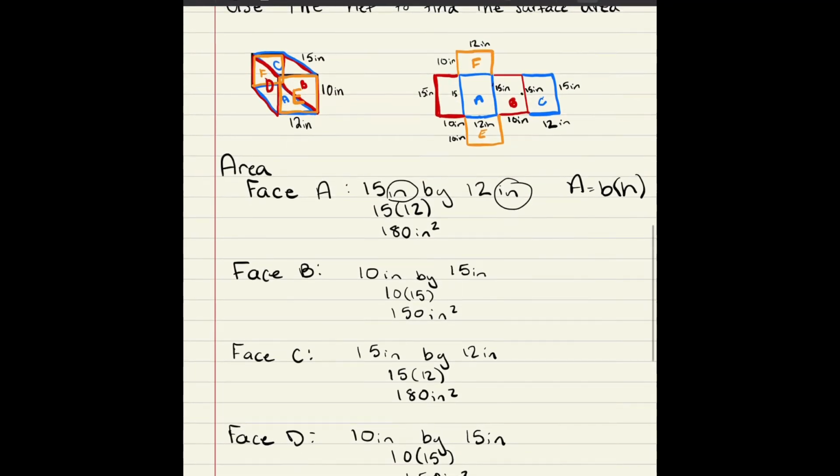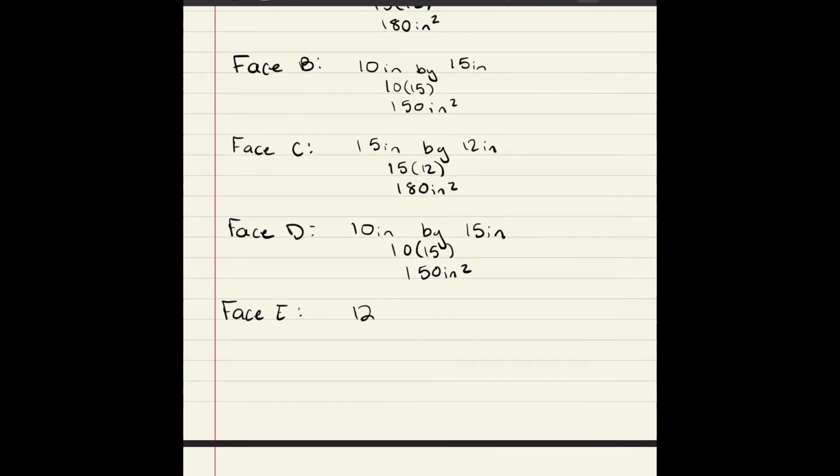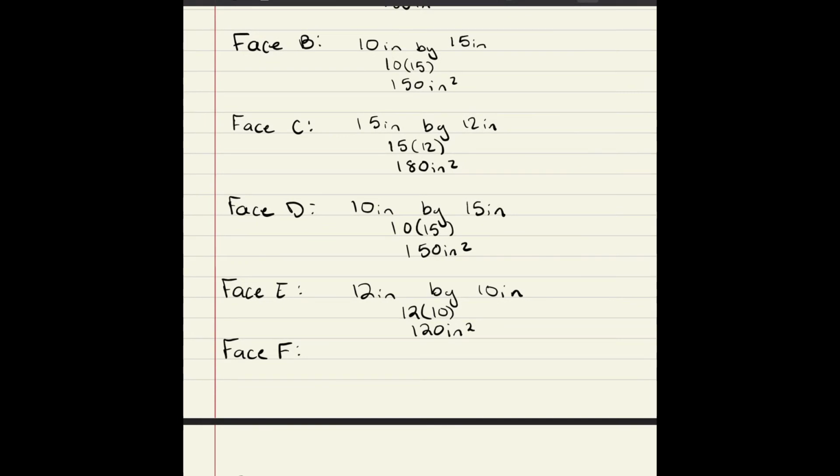And the dimensions for E is 12 by 10. So I have 12 times 10, which gives me 120 inches squared. So face F is 12 by 10 also. So I have 12 times 10 again, which gives me 120 inches squared.